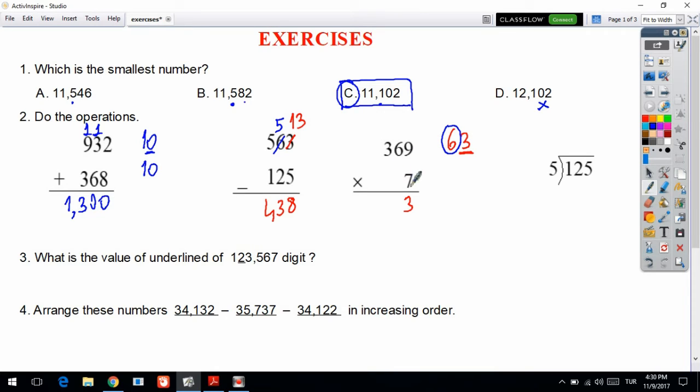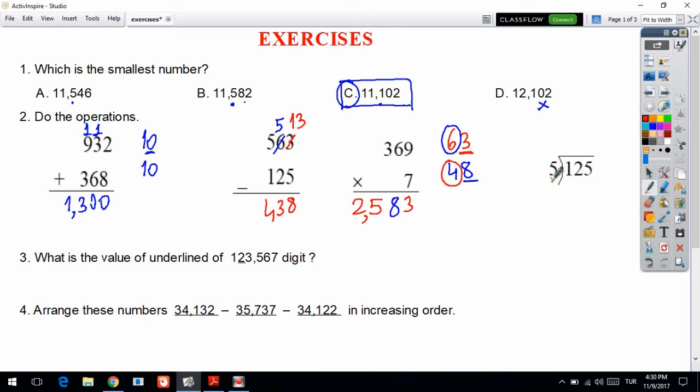When you make a circle, let's continue to multiply. 7 times 6 is equal to 42. Then don't forget to add the circled number: 42 plus 6 is 48. Then the ones digit comes down, and the other digit we circle. Let's continue to multiply. 7 times 3 is equal to 21, plus 4 is equal to 25. We know after 3 digits we put a comma. So your answer must be 2,583.